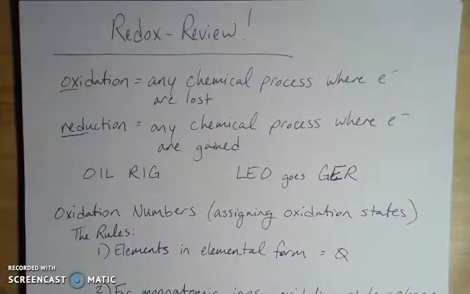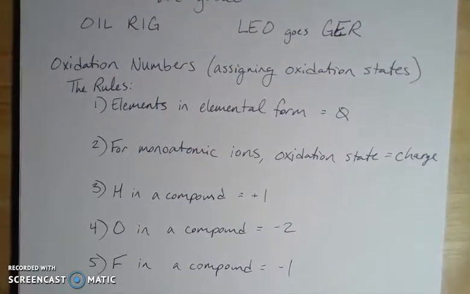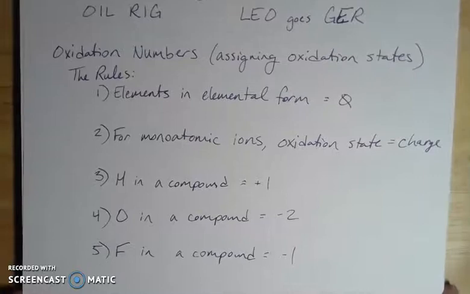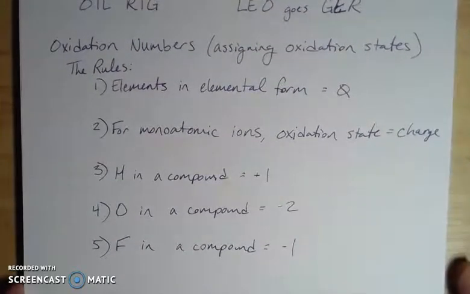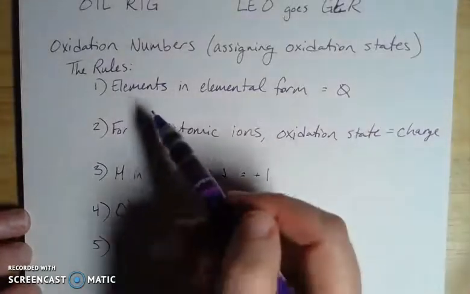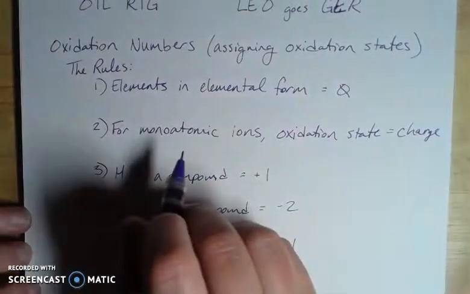In order to figure out whether an oxidation or reduction process is occurring for particular elements, you need to assign what are called oxidation states or oxidation numbers. There are 5 general rules for those. There are rules for general compounds, but also rules for individual elements. For the first one, elements in their elemental form are always going to have an oxidation state of 0.